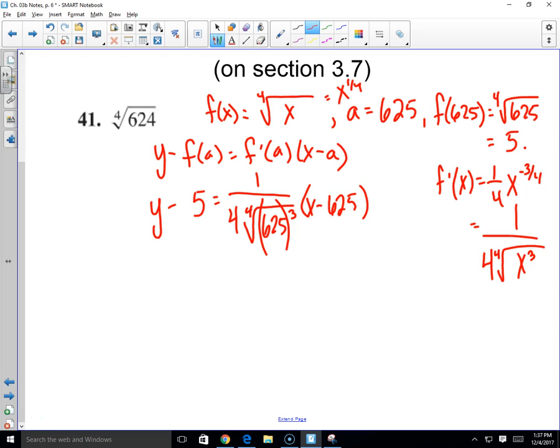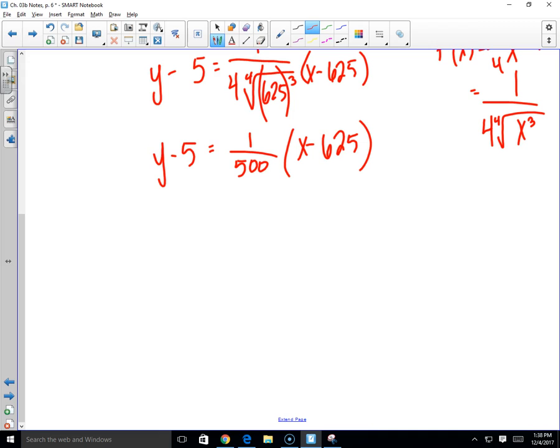The nice thing is, hey, what's the 4th root of 625? 5. What's 5 cubed? 125. What's 125 times 4? Well, 4 25s is 100, 4 100s is 400, 500. I might have to do a little bit of math showing that, but it is what it is. It wasn't totally impossible, it just took a little bit of mental aerobics.